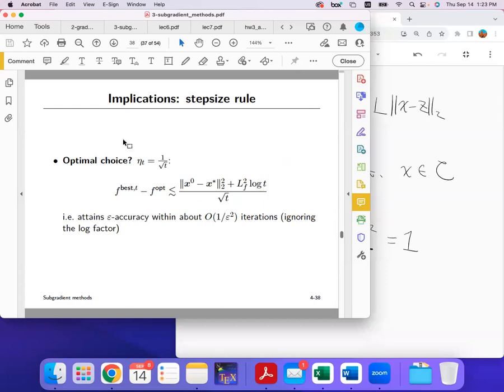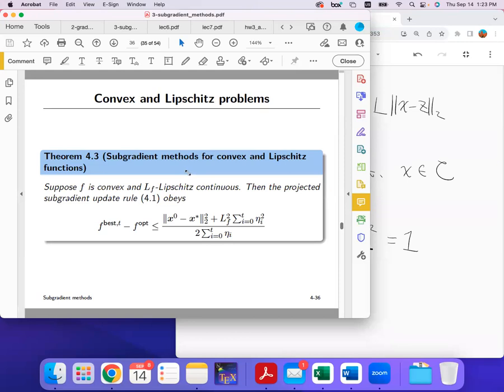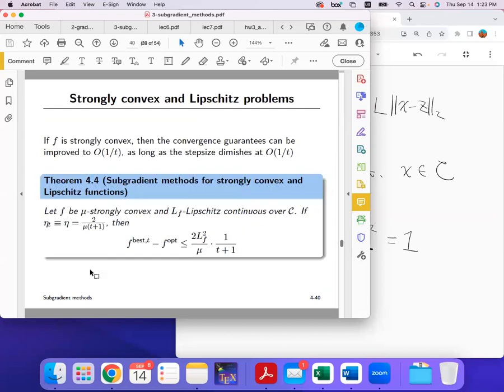So this is a more practical step size. It doesn't rely on any prior knowledge, right? It's a fixed diminishing step size rule. Okay, so this is about subgradient methods for convex and Lipschitz continuous functions. And it also has a convergence guarantee for strongly convex and Lipschitz continuous functions.